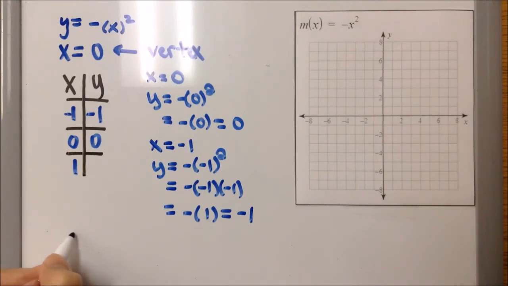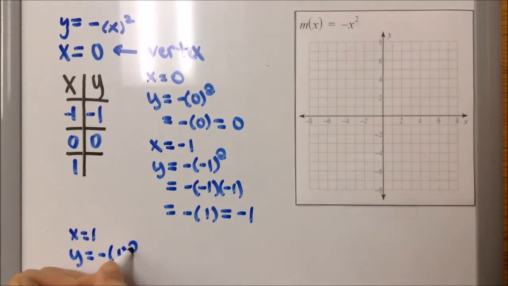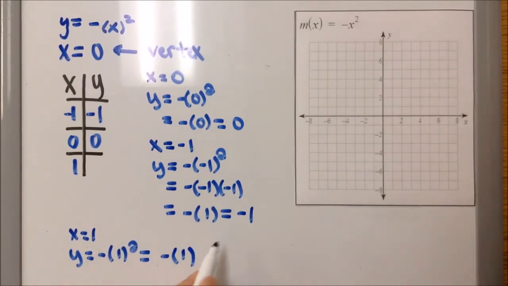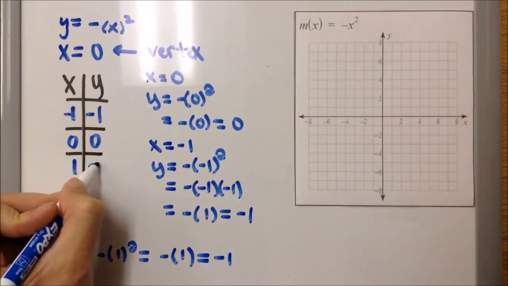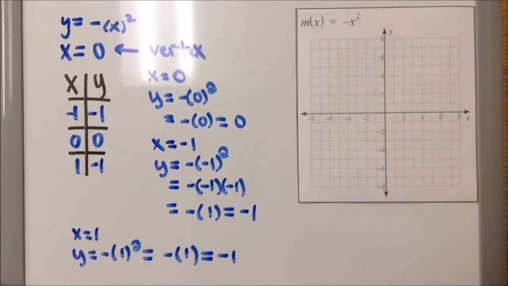Now, I'm going to do the same thing. So x equals 1. So that means y equals negative, parenthesis, 1 squared. So 1 squared is just 1 times 1. So 1 times negative 1 will change into negative 1. So negative 1 here. So we got our 3 points.